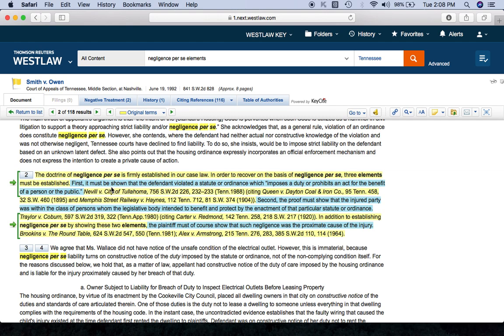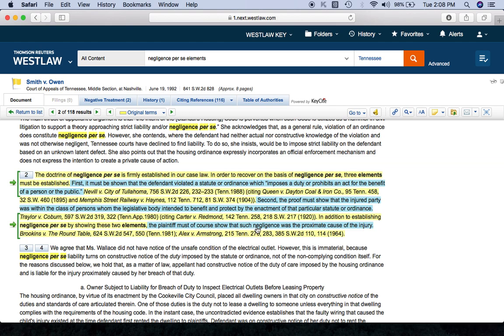And the first one is it must be shown that the defendant violated a statute or ordinance which imposes a duty or prohibits an act for the benefit of a person or the public. Second one is the proof must show that the injured party was within the class of persons whom the legislative body intended to benefit and protect by the enactment of that particular statute or ordinance. And the third element is that the plaintiff must show that the negligence was the proximate cause of the injury.